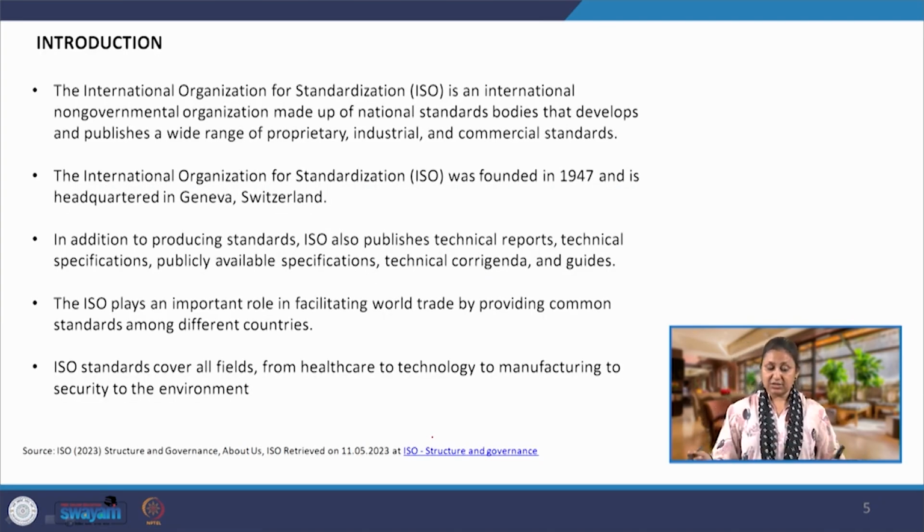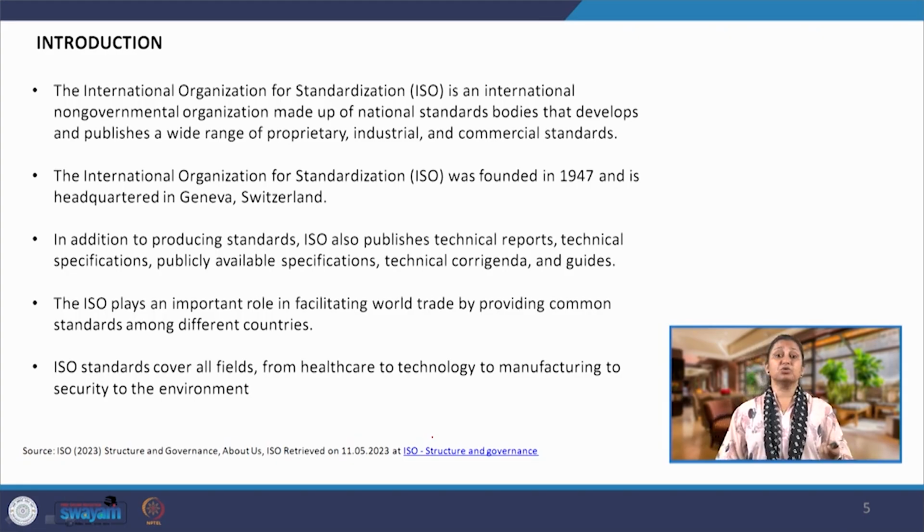ISO, or the International Organization for Standardization, is an international non-governmental organization made up of national standard bodies that develop and publish a wide range of proprietary, industrial and commercial standards. So, ISO is the international standardization body made up of different national standardization bodies, and they all come together and develop and publish a wide range of standards, the 14000 series being one of those. It was founded in 1947 and is headquartered at Geneva, Switzerland.